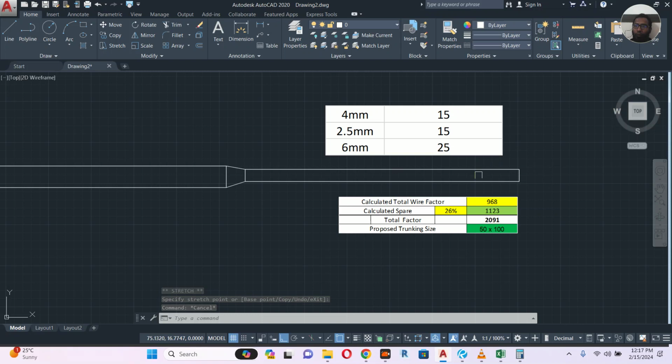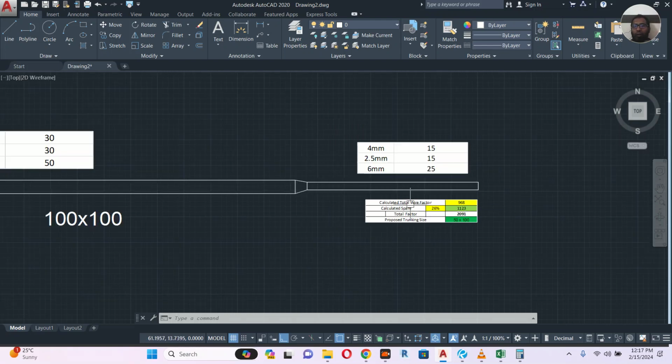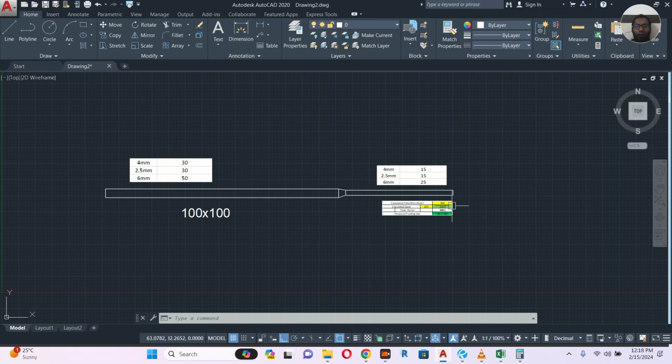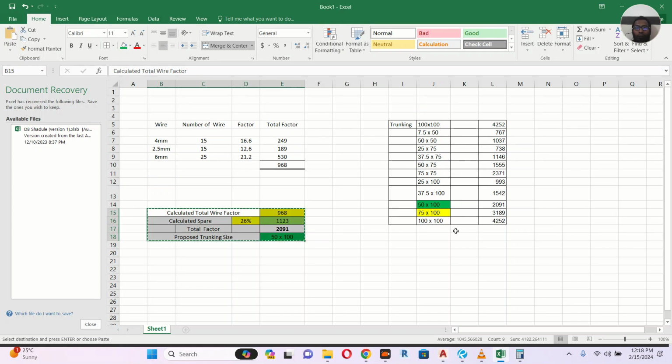Okay, when you are making the drawing, let's make it look good. So this is for studying purposes I am showing. So calculated total wire factor 968, calculated spare 76, and total factor 2091, and proposed trunking size. If you want to do it another way, you can choose it. So this is how we calculate this trunking. So you will put the same here. So this is the way, or if you can prepare it in a better way, you can make it, but the system is like this.